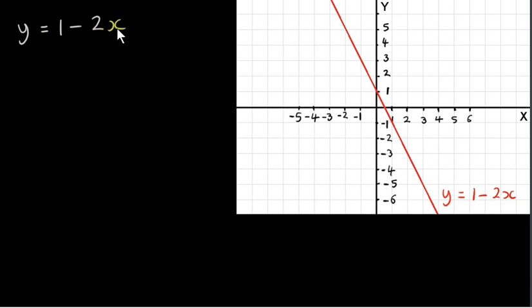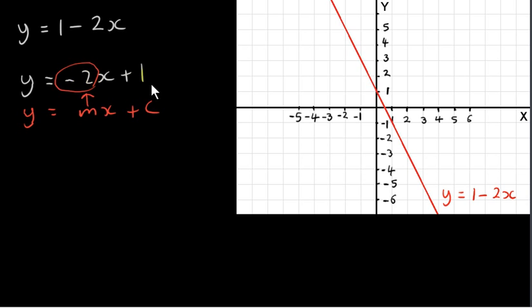Well, this is a linear function of x, so its graph is a straight line. We could write it in the form y equals mx plus c. This is called the slope-intercept form. The coefficient of x is the slope, it's called m. The y-intercept is plus 1. So the line cuts the y-axis at plus 1. So when x is 0, y is 1. So that's a point on the line. The slope of the line is minus 2.